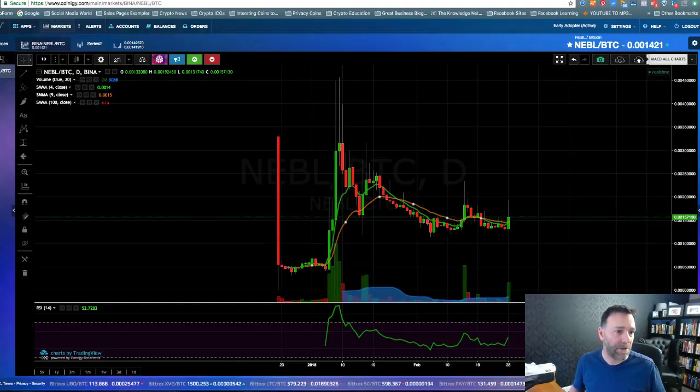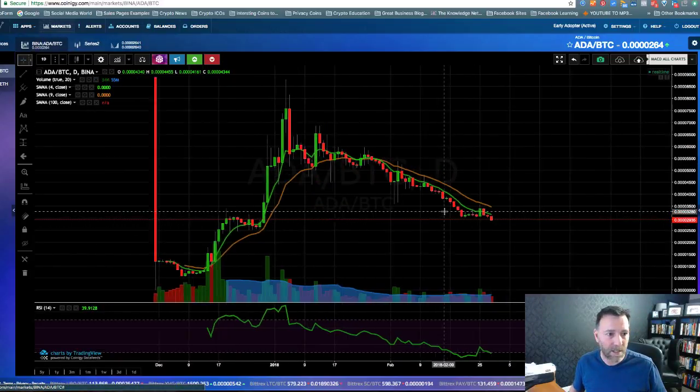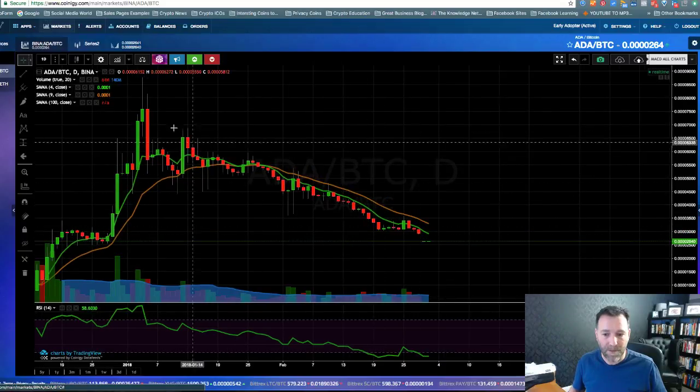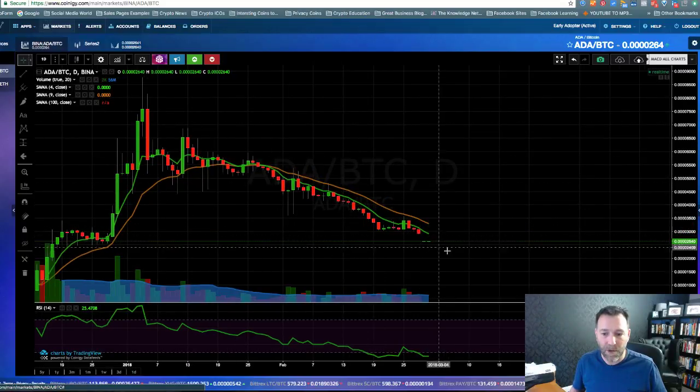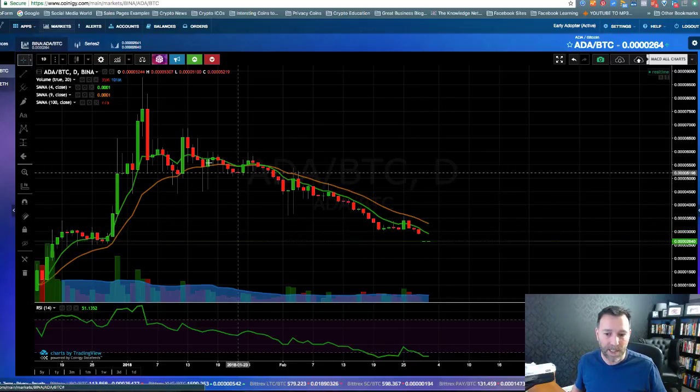So we'll look at Cardano, ADA, and we'll go for Binance, we'll go BTC, and we'll see what that looks like on the charts. So the 1-day chart, for me, I like the falling prices because I know it's going to come back up at some point, especially with a coin like Cardano.